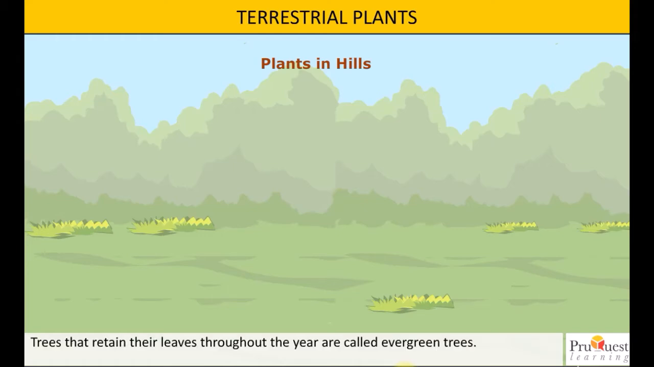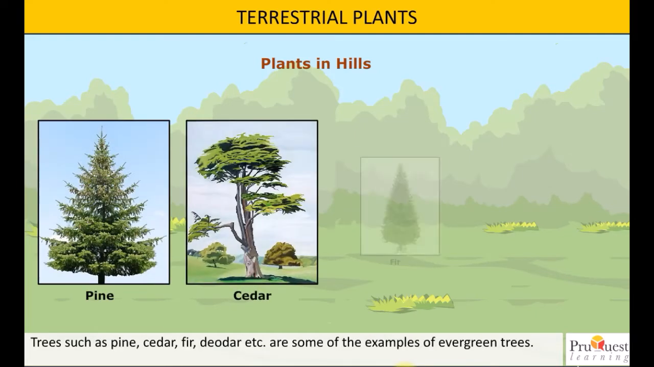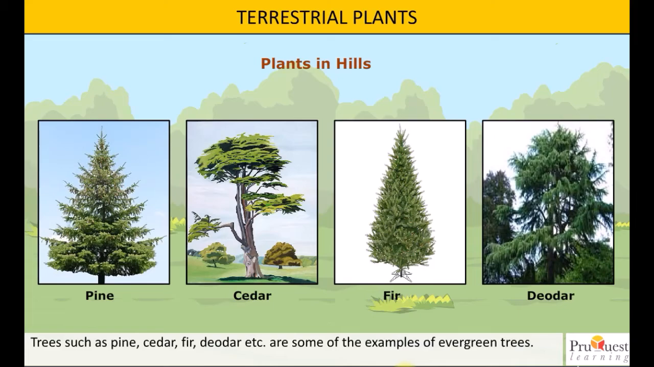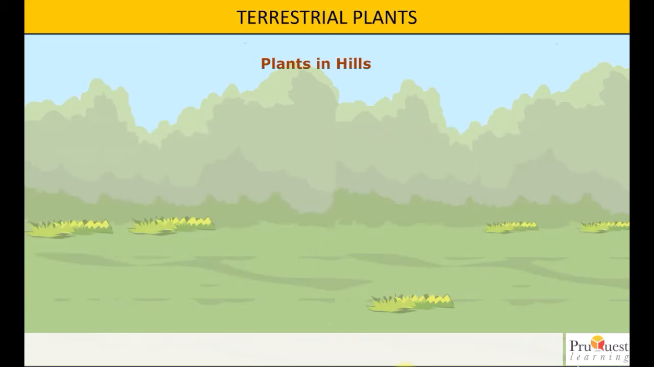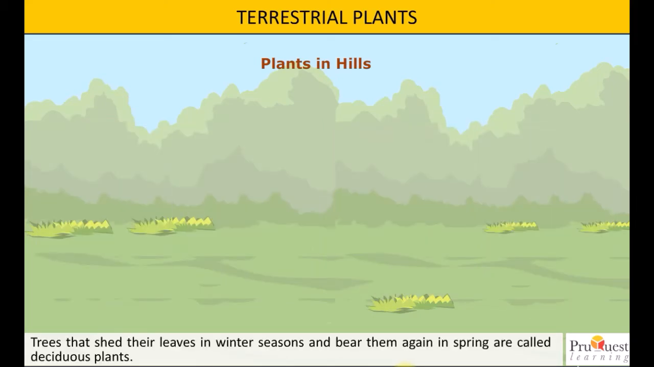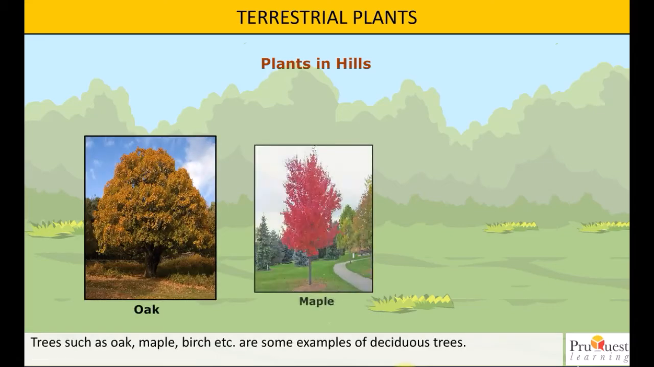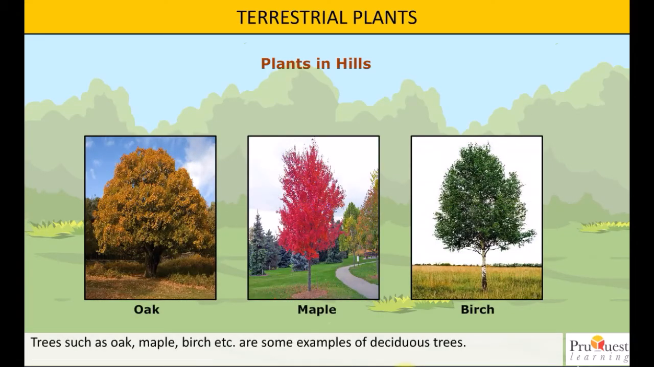Trees that retain their leaves throughout the year are called evergreen. Trees such as pine, cedar, fir, deodar, etc. are some of the examples. Trees that shed their leaves in the winter season and bear them again in spring are called deciduous plants. Trees such as oak, maple, birch, etc. are some examples of deciduous trees.